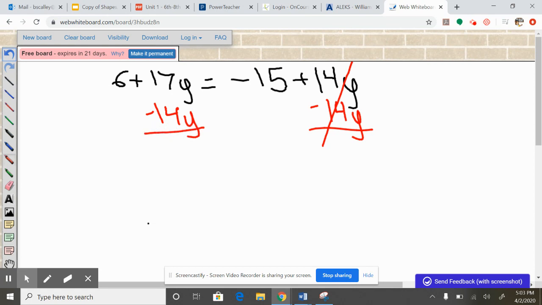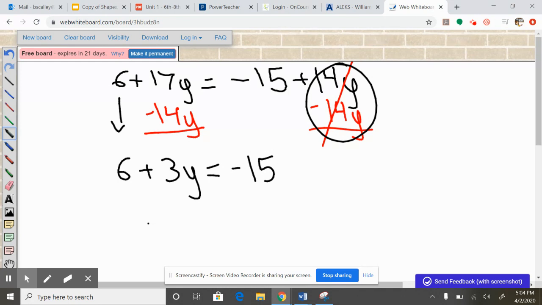I will get, I can just bring this 6 down, 6 plus 3y equals negative 15. And again, this whole part is gone. It's canceled out. 14y minus 14y is just nothing. From here, I'm in a much better situation because I had y's on both sides of the equation, and now y is only on the left side of the equation. I'm not done yet. Y is not by itself.